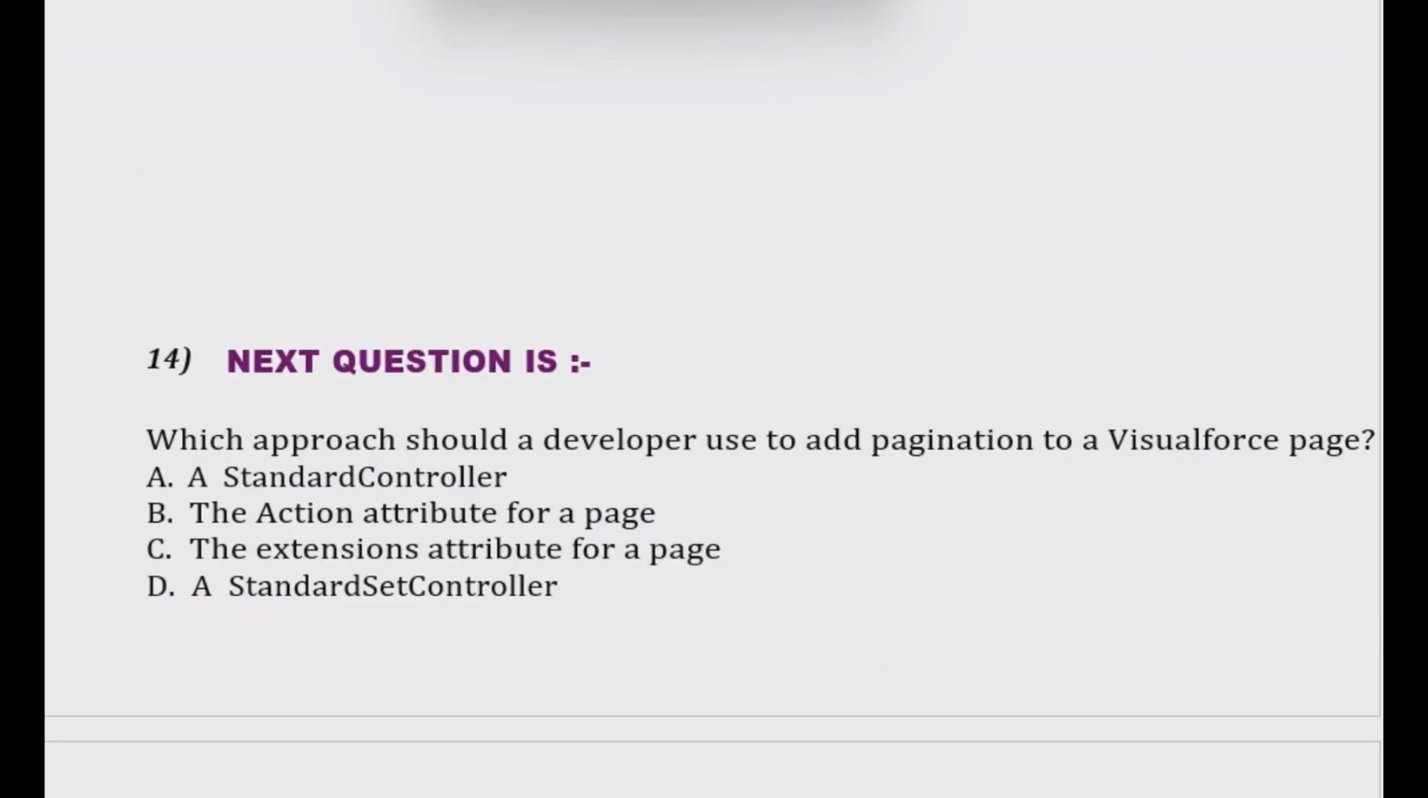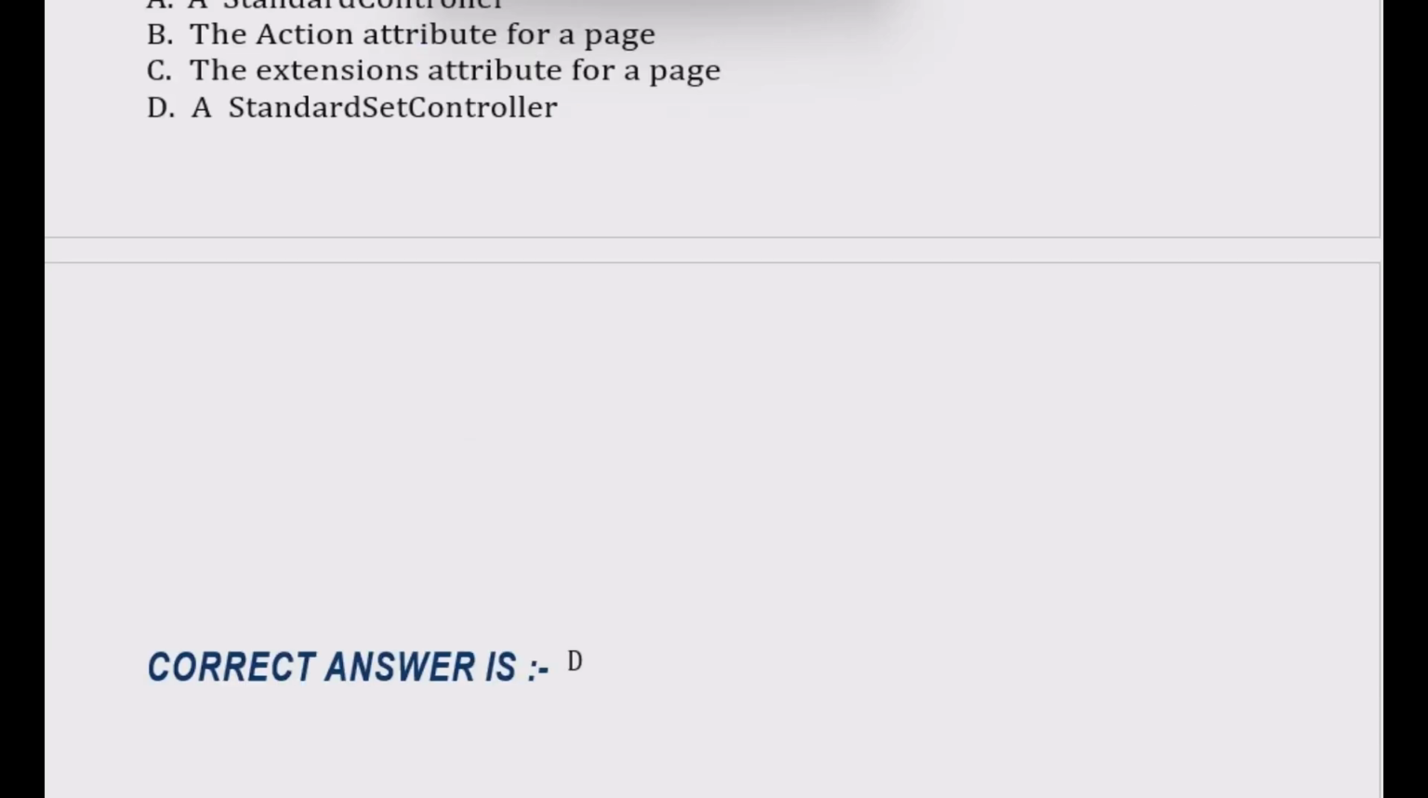Question is, which approach should a developer use to add pagination to a Visualforce page? Option A, a standard controller. Option B, the action attribute for a page. Option C, the extensions attribute for a page. Option D, a standard set controller. Correct answer is option D.